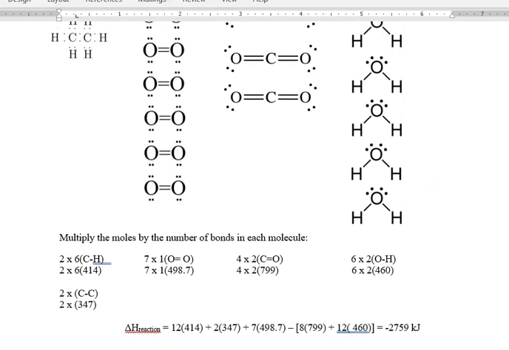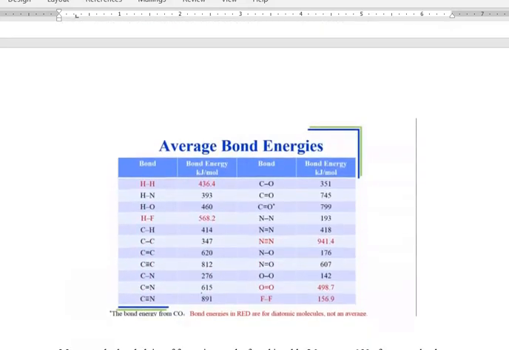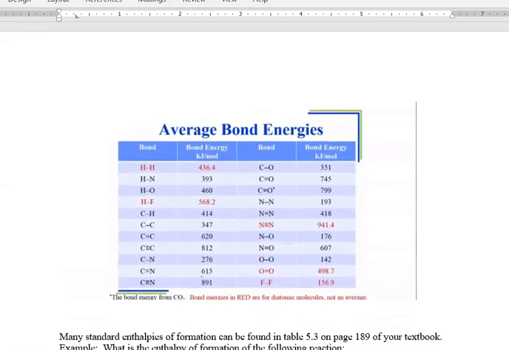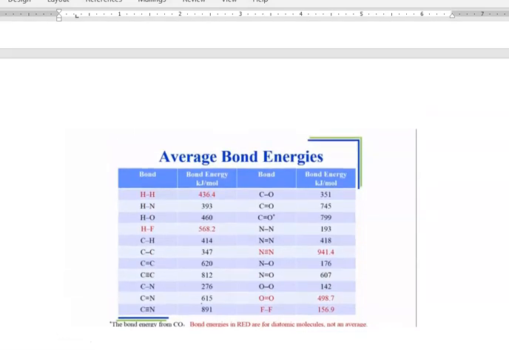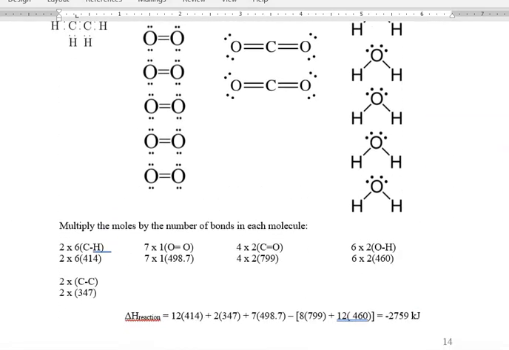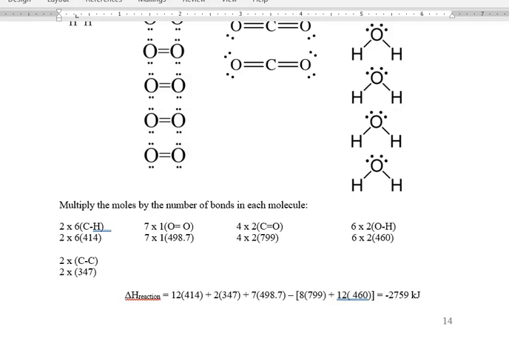Okay, now with the oxygen, you have 7 double bonds between oxygens. That's 7 times, and you only have 1 for each molecule. That's 498.7. Again, you go down here, and you find oxygen-oxygen double bond is on the right-hand side down near the bottom. It's 498.7. Again, you're breaking a bond. That means energy is going in. That means the energy is positive. So that's 7 times 498.7. So you can see the equation being put together down at the bottom there.